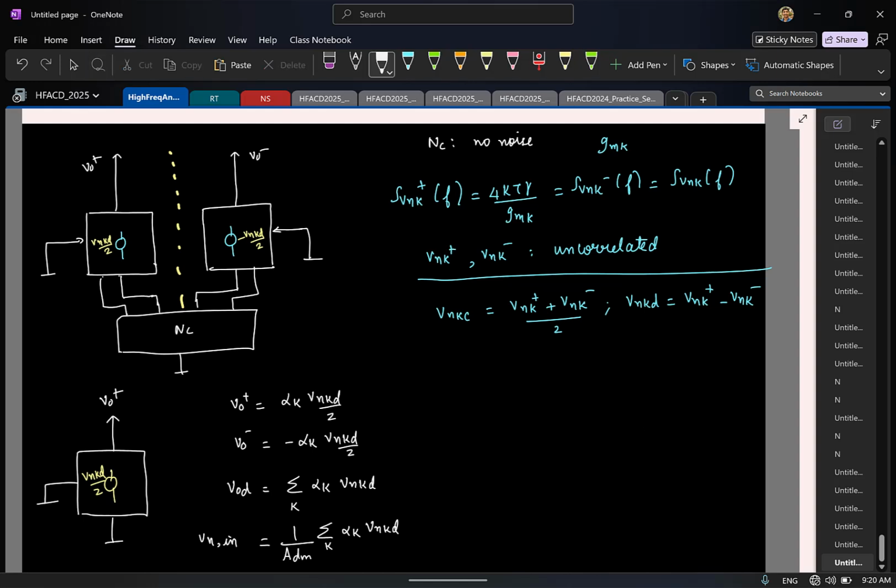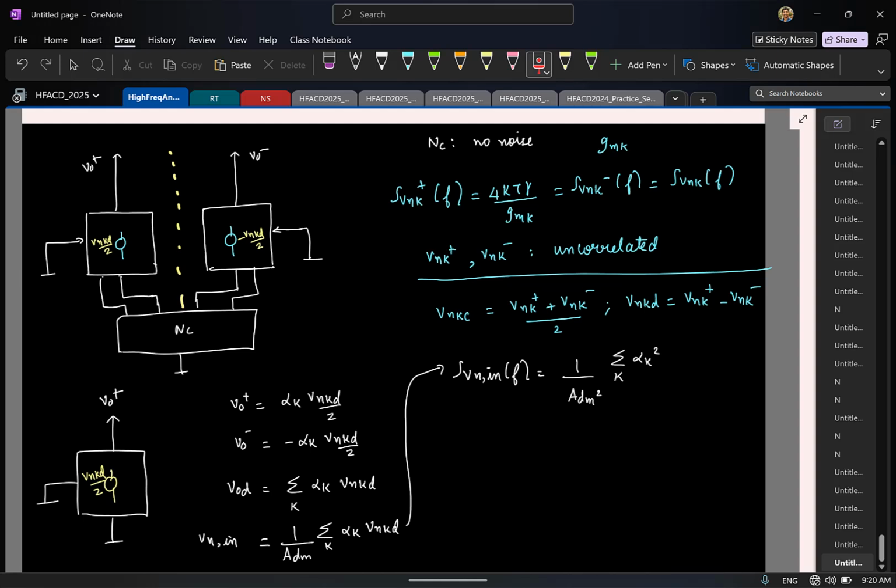Let's try to write the power spectral density now. So now tell me what is SVn,in of f. I have square of the gain, which is 1 by the differential mode gain square, summation k alpha k square times the power spectral density of the differential noise, right? And this is the differential noise, Vnk plus minus Vnk minus. What is the power spectral density of the difference between these two?